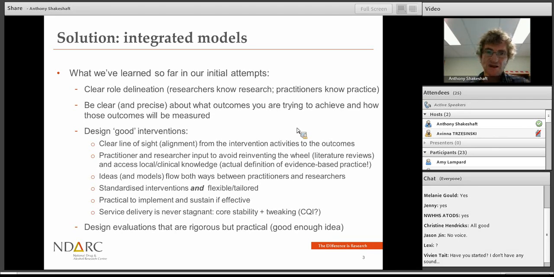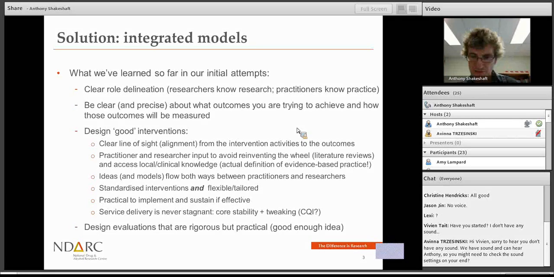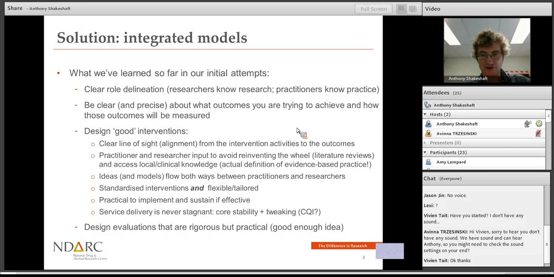The second one's being really clear about the outcomes you're trying to achieve and how they're going to be measured. The reason that's really important is because you come up with all sorts of ideas and strategies and things you think might work. To avoid wasting resources, it's really important to think as clearly as you can at the start about, if we do activity A, is it really going to impact on this problem, and how we measure that. So trying to be really clear about that, and I'll give you an example of what we call a program logic that will help you think about how you might be able to do that.